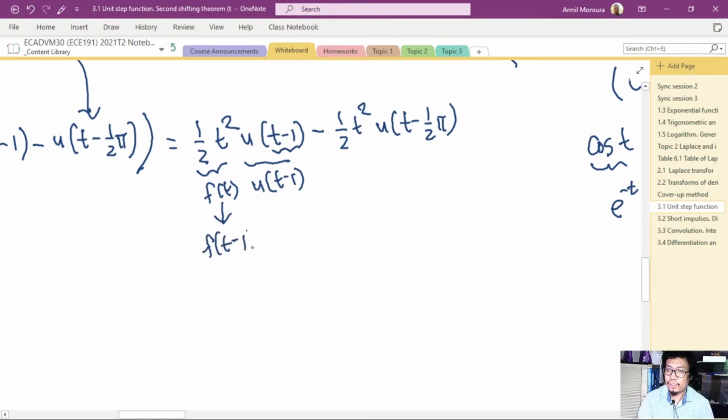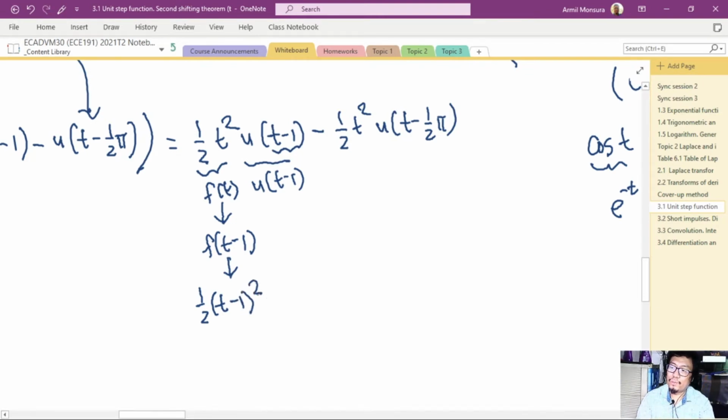then you would want to change this to f of t minus 1. That means if this is 1 half t square, f of t minus 1 is actually equal to, I wrote equal to downwards, I'll just use an arrow. F of t minus 1 is equal to 1 half of t minus 1 squared.